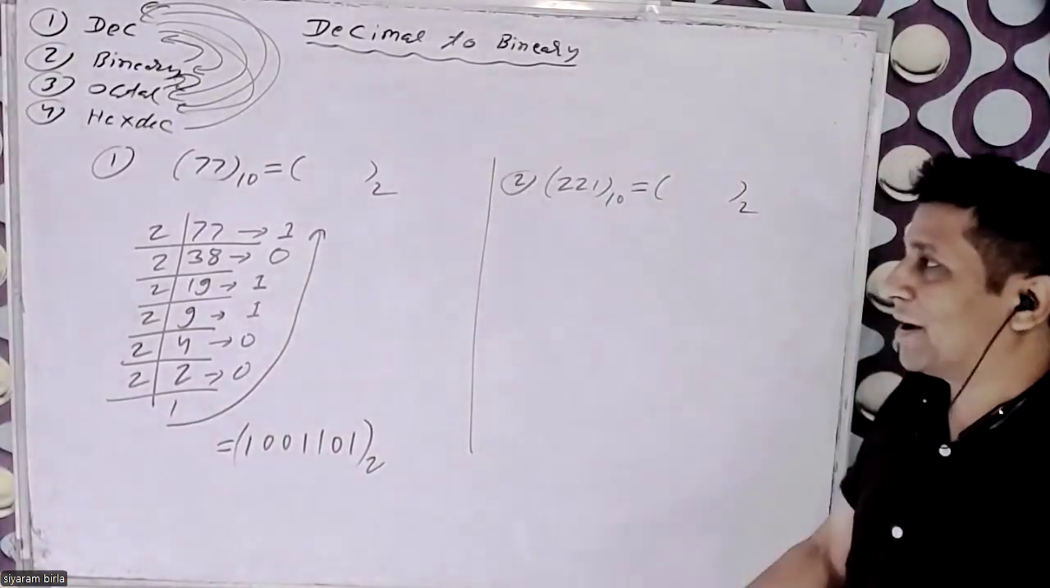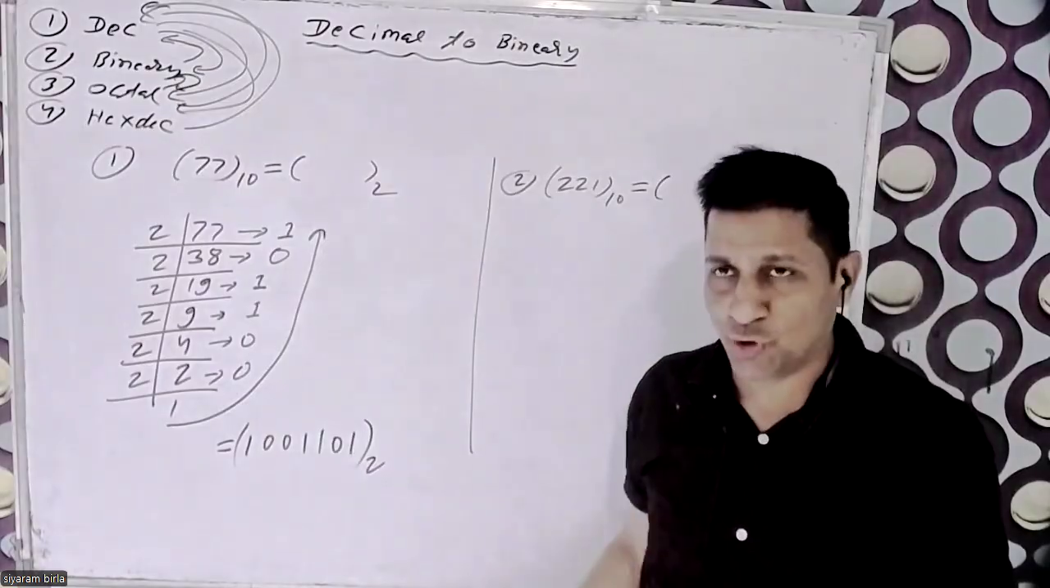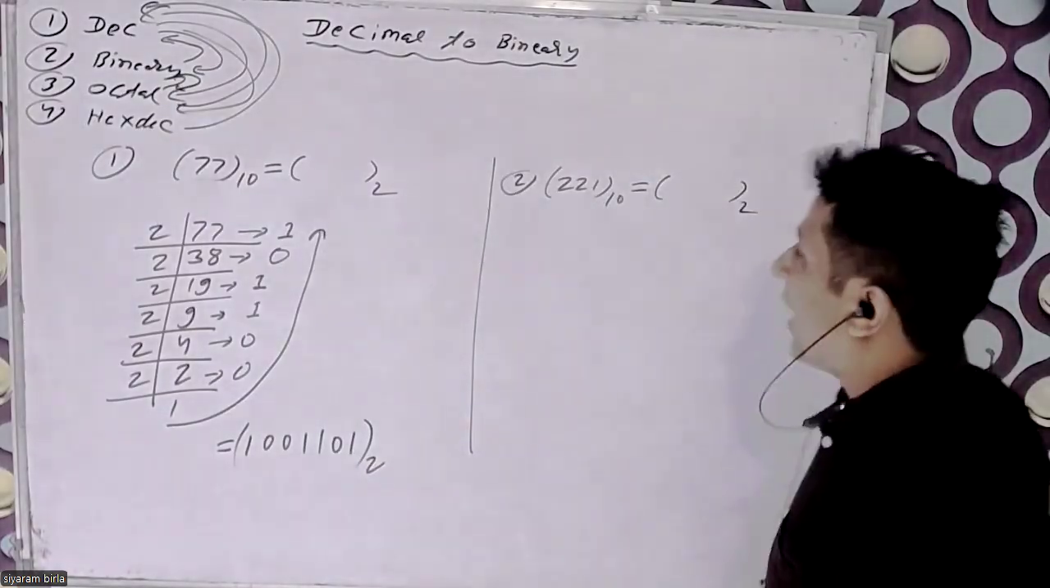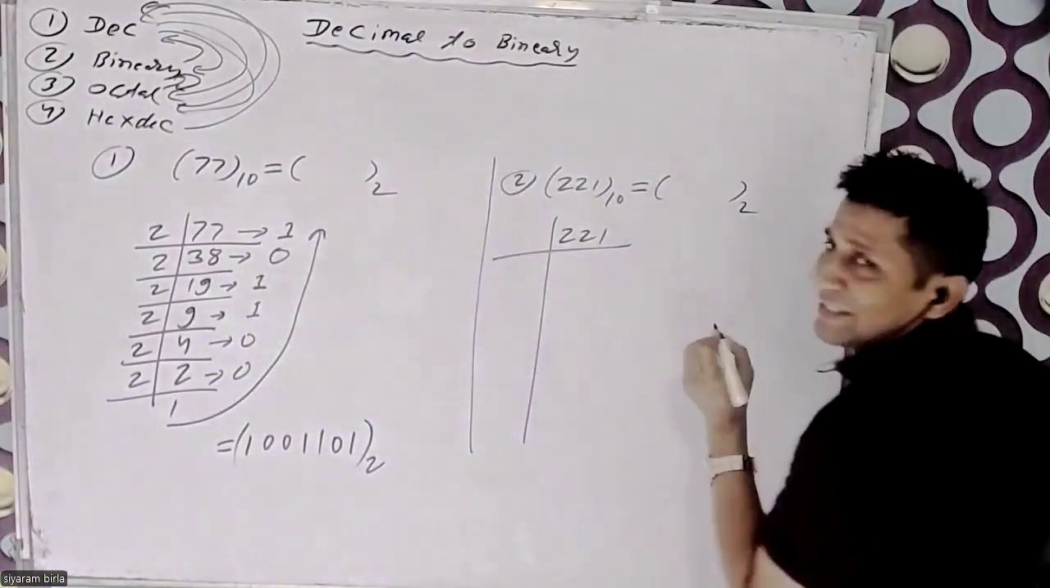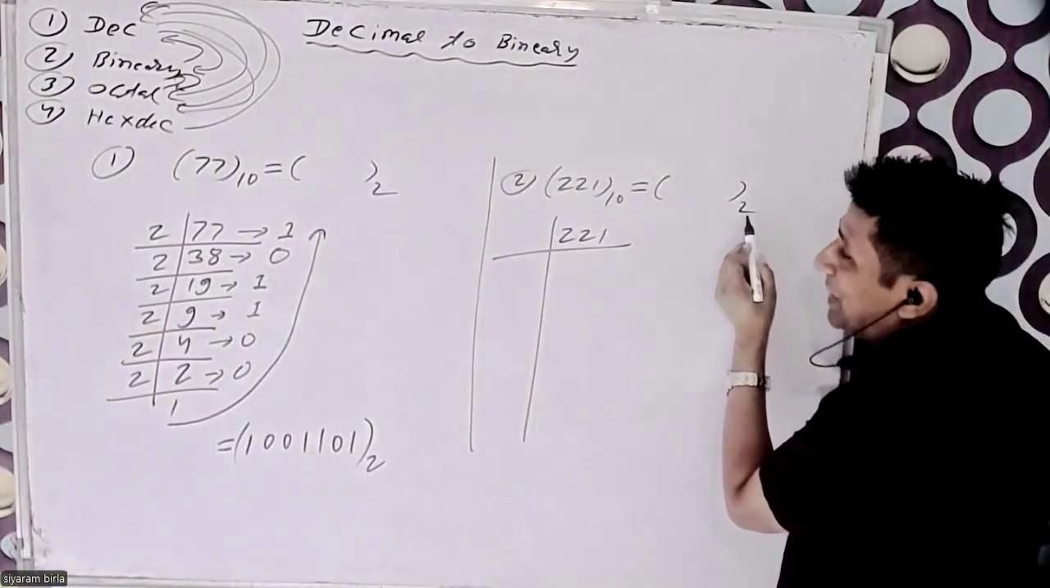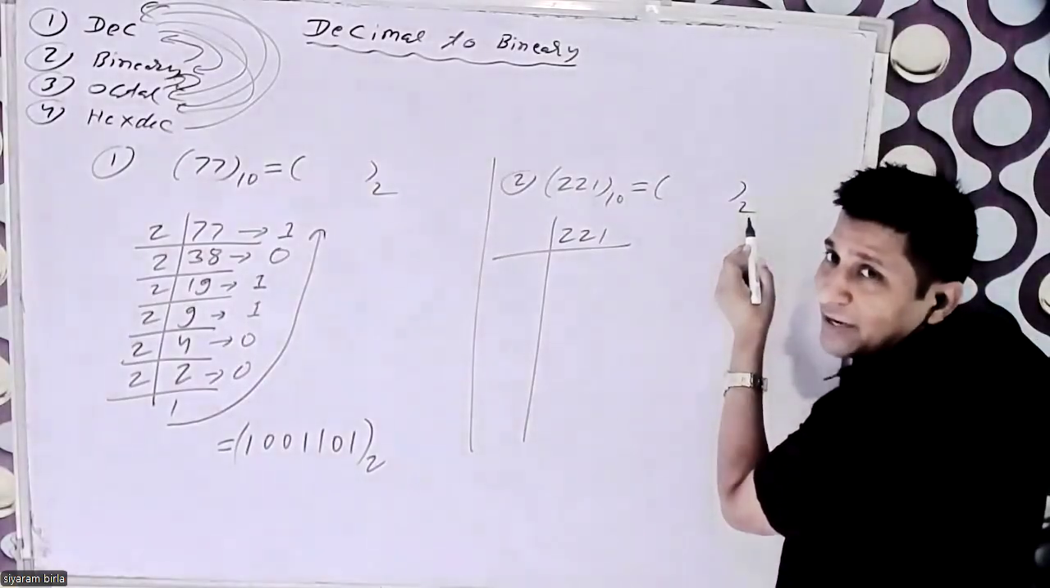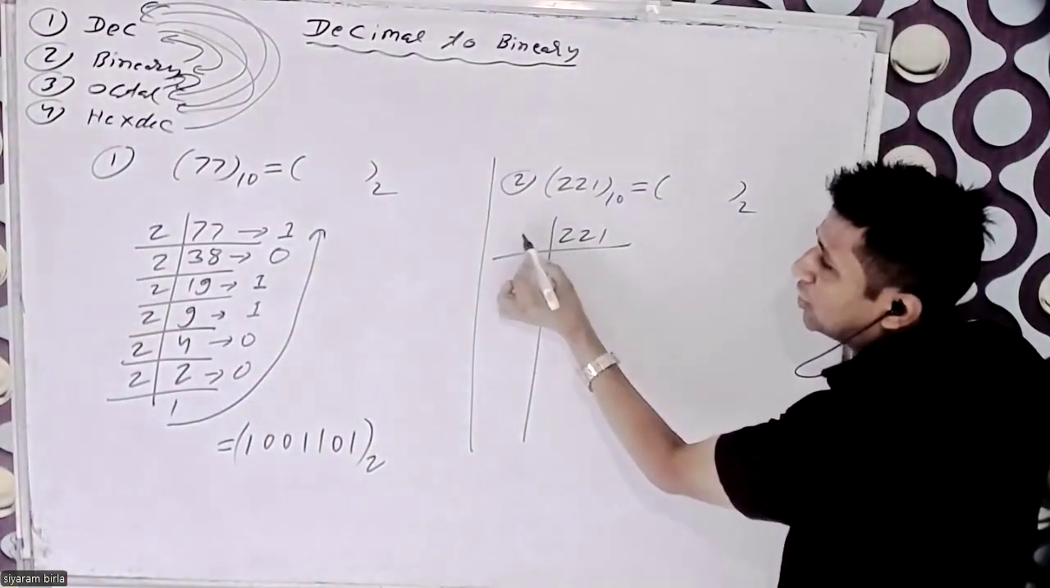This is my binary number. So the binary number is this much. If I'm talking about 221, I'm taking the LCM. So the base is 2, because I'm converting into binary. So the base is 2.